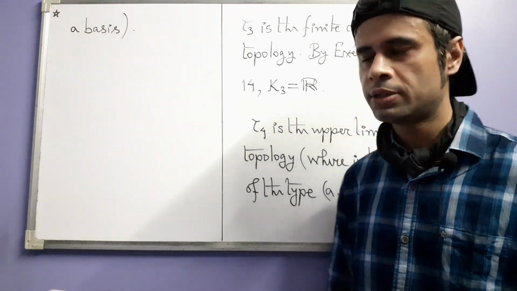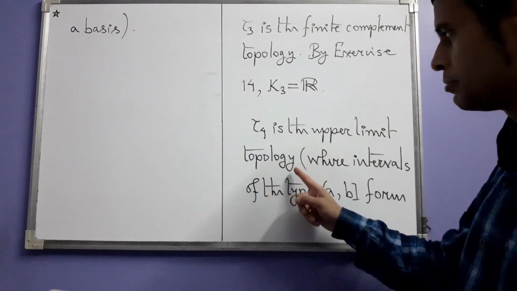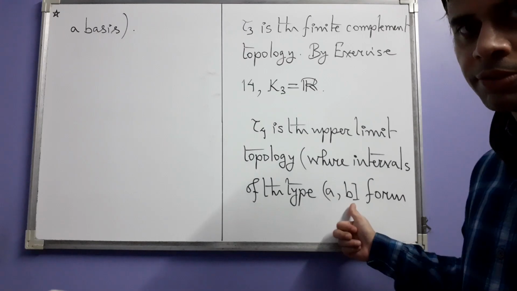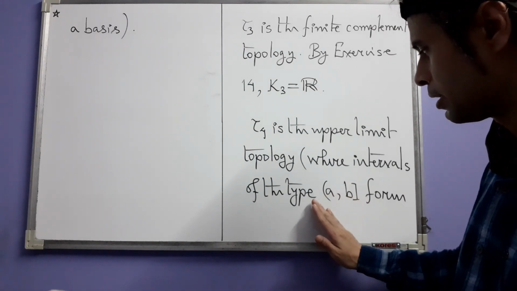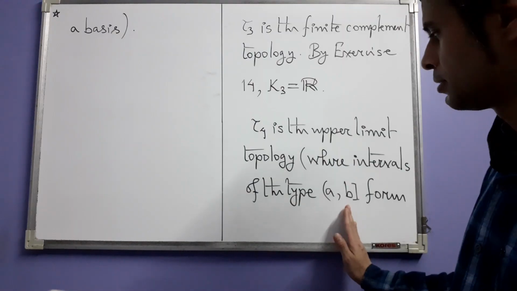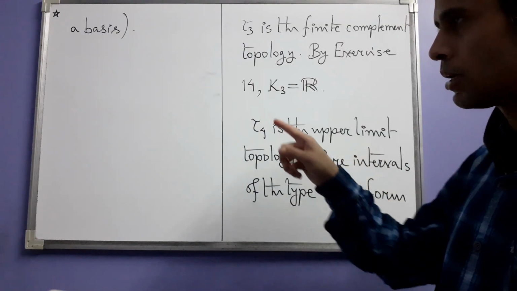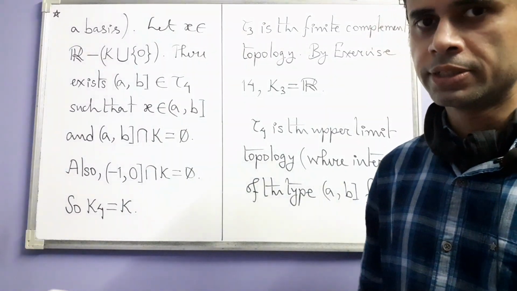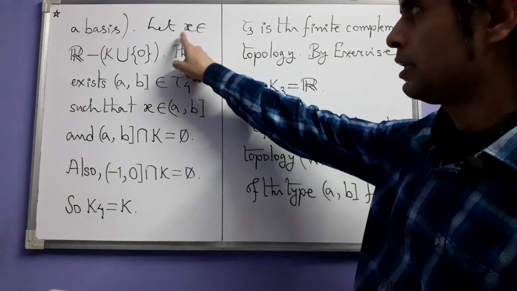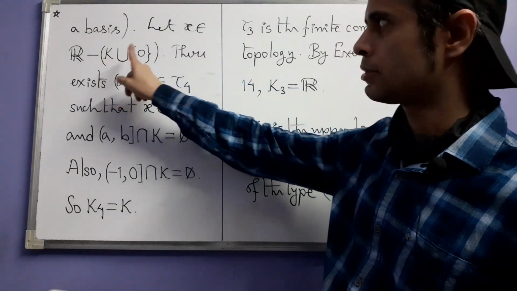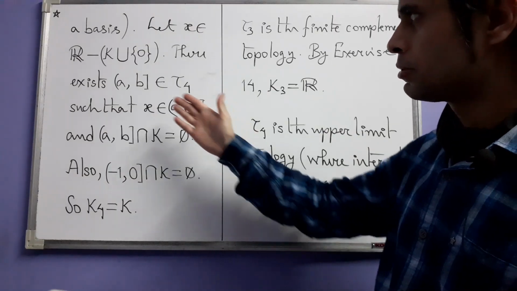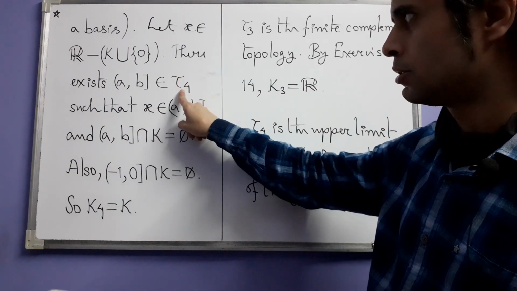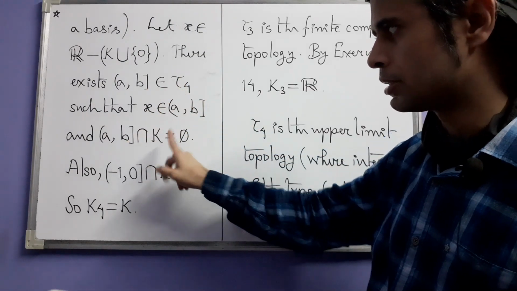Next we have tau 4, the fourth topology, which is the upper limit topology, and that was the topology generated by half open intervals of this type, where it's open on the left side and closed on the right side. That means this type of intervals form a basis for this topology. So here also, just like the second topology, that means the K topology, we take any point x in R which is not in K and also is not 0. Now you will obviously find a basis element of this type in tau 4 that will contain x and which will not intersect K.